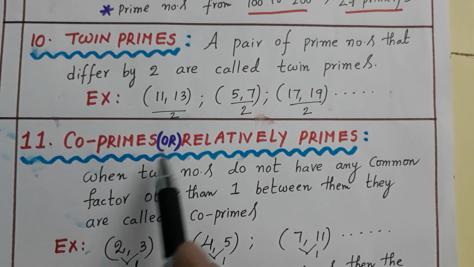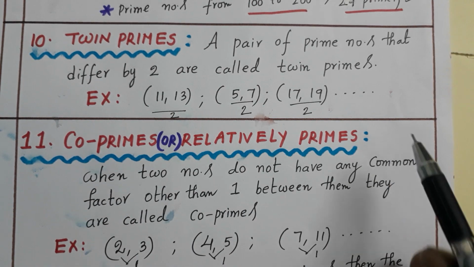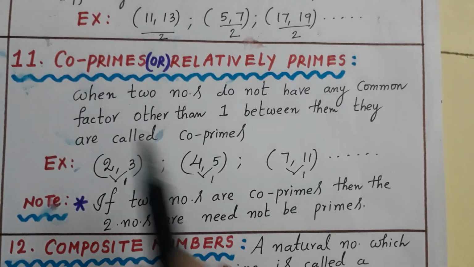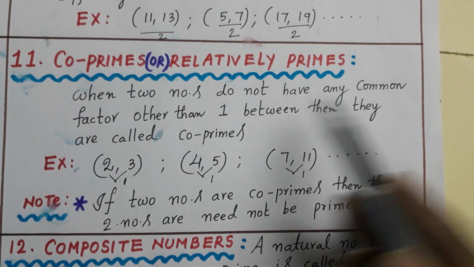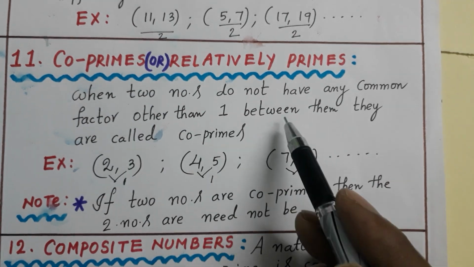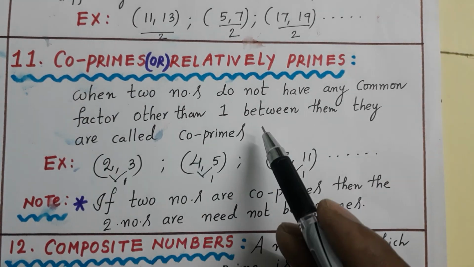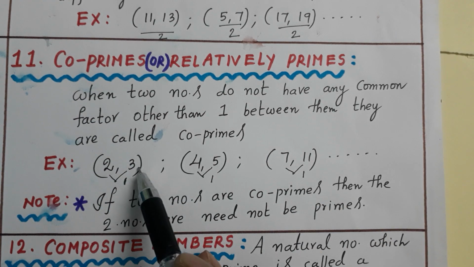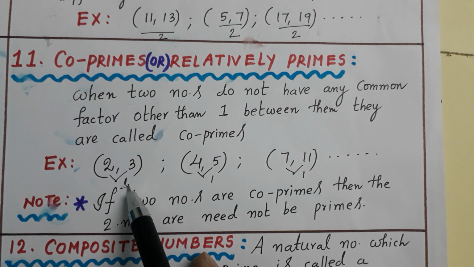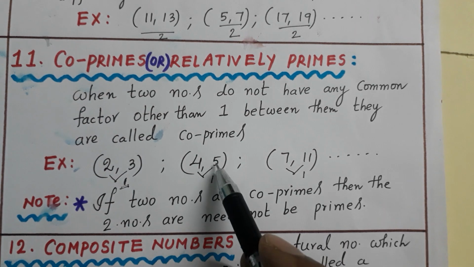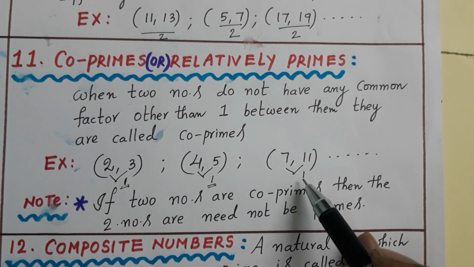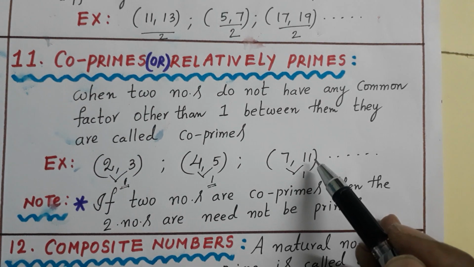Coming to coprimes or relatively primes. What do coprimes or relatively primes mean? When two numbers do not have any common factor other than 1 between them, they are called coprimes. For example, I took some pairs here. For these two numbers, the only common factor is 1, no other common factors. For these two numbers, only 1 is the common factor. Here also 1 is the common factor. These types of numbers are called coprimes or relatively primes.